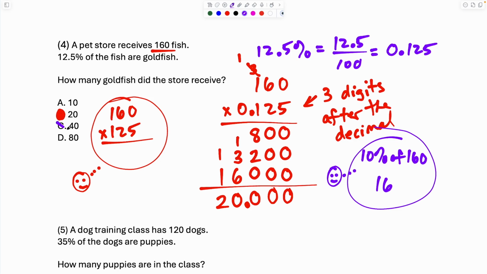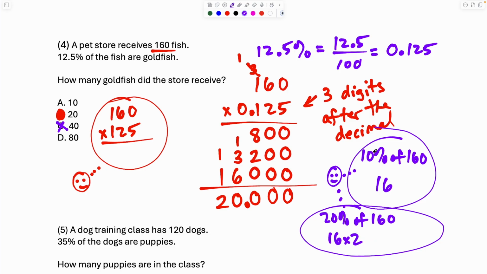The problem with something like 40 is if I did 20%, do you see how 20% of 160 would be 16 times 2? I would just double 10% of 160. And that would give me 32, which is way too much out there. See how 32 is past 20, and our answer 40 here is more than 32. So this 40 is more than 20% of 160. So this one's no good, and this is definitely no good. Okay, so that's why, once again, these are out.